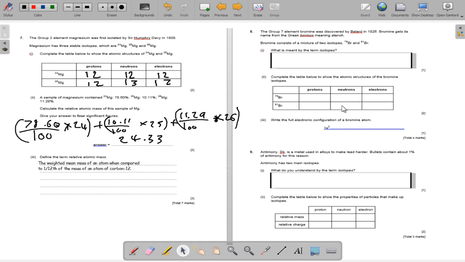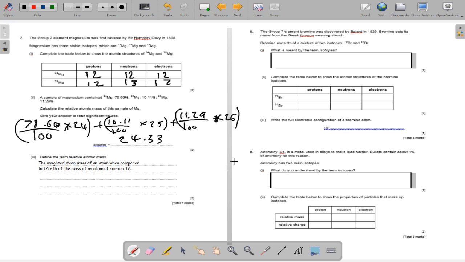And for questions 8 and 9, since they're two relatively short questions, I'll let you do them both together. So the group 7 element bromine was discovered by Balard in 1826. Bromine gets its name from the Greek bromos, meaning stench. So what's meant by the term isotopes? Complete the table below to show the atomic structures of the bromine isotopes and write the full electron configuration of the bromine atom. Same thing again with antimony. It has 2 main isotopes, and what's meant by the term isotopes, and you need to complete the table to show the properties of the particles that make up isotopes. So off we go.